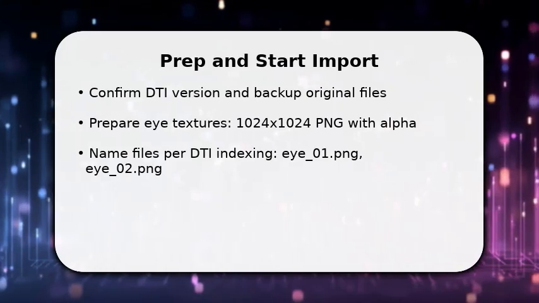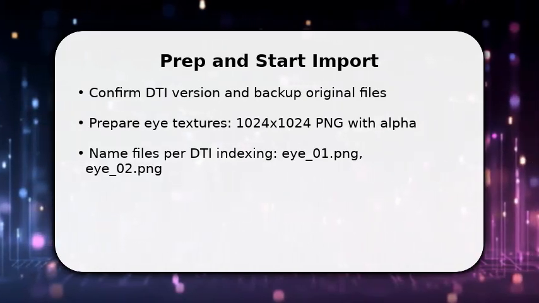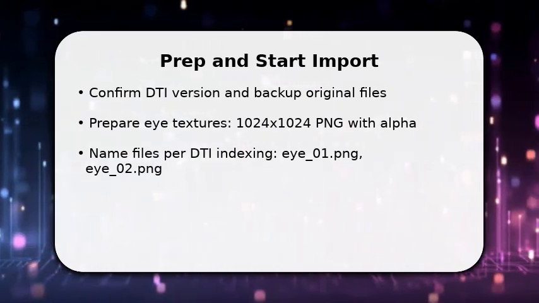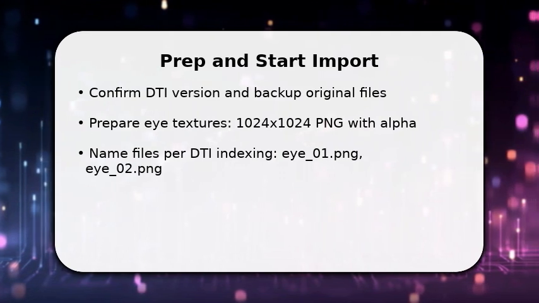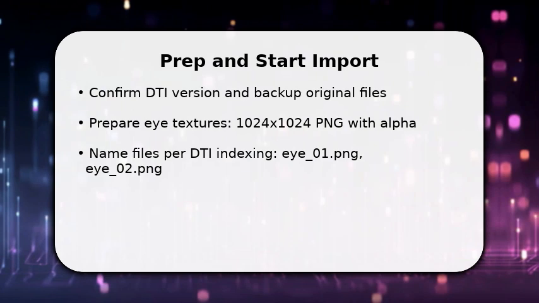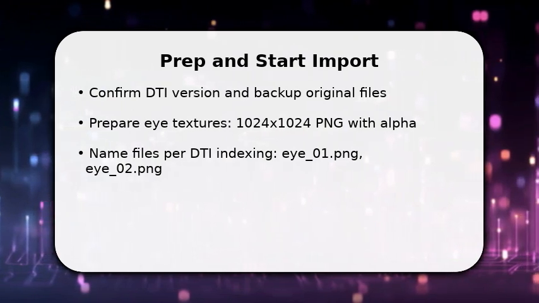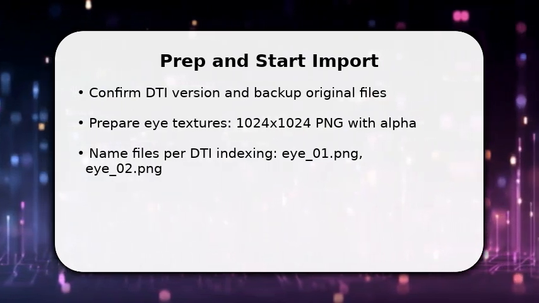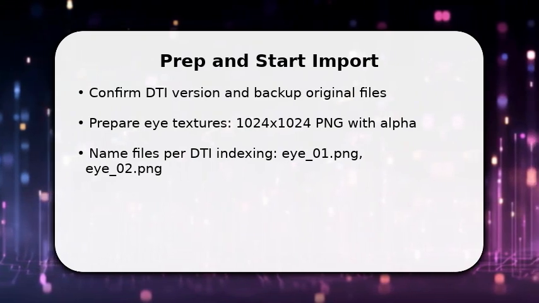You begin by validating DTI version and making a backup. This prevents data loss. Next, prepare your eye textures at 1024 x 1024 PNG with an alpha channel so edges composite cleanly. Once saved, follow DTI's naming convention.